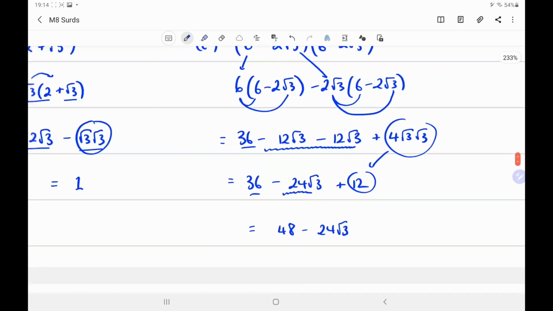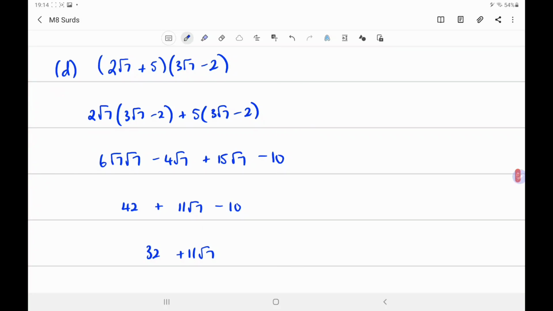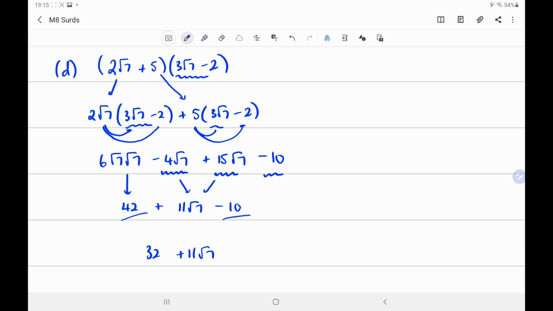The last question is two different brackets multiplied together, but same thing. What I've done, split the first bracket, 2 root 7 plus 5 multiplied by the second bracket. So 2 root 7 times 3 root 7 is 6 times 7, which is 42. 2 root 7 times minus 2 is a minus 4 root 7. 5 times 3 root 7 is 15 root 7. 5 times minus 2 is minus 10. So just these middle two terms, collect them. So a minus 4 root 7 plus 15 root 7 is 11 root 7. 42 here, subtract 10. Final answer is 32 plus 11 root 7.